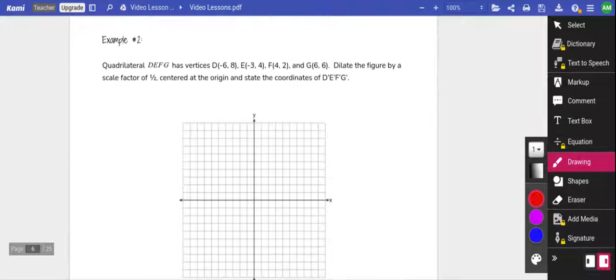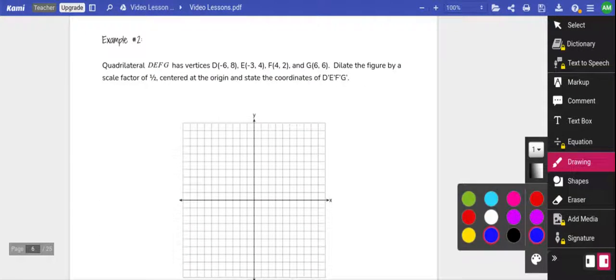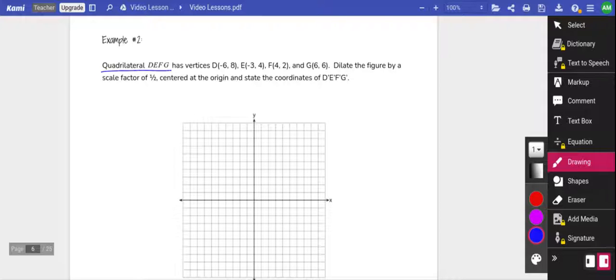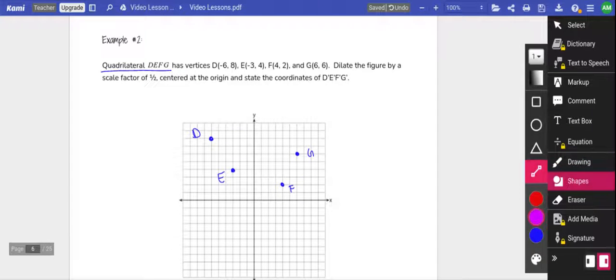So now let's look at example 2. Again, we have a figure, a quadrilateral this time. Coordinates are (-6, +8), (-3, +4), (4, +2), and (6, +6). This time we're going to dilate it with a scale factor of 1/2.